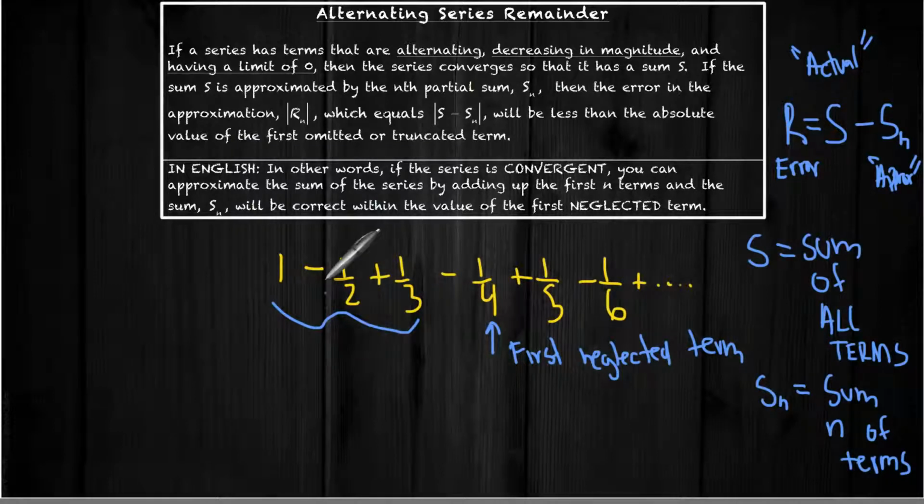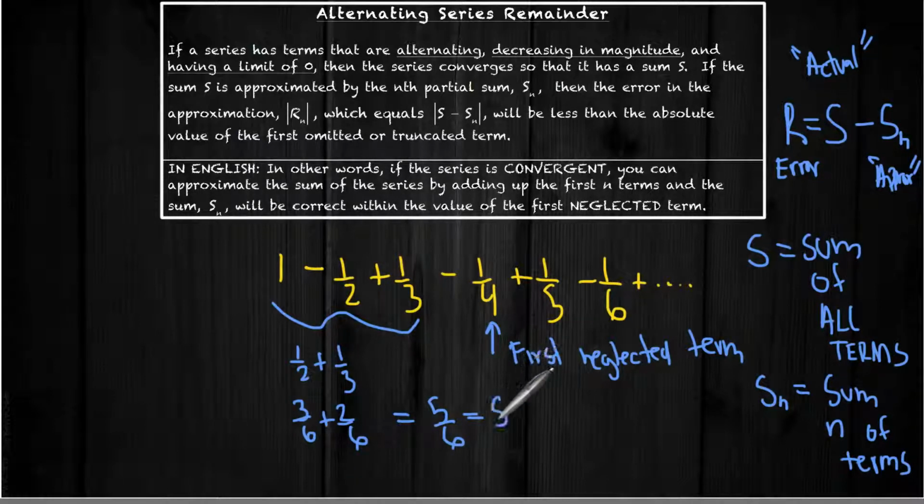So let's just add up the first three terms. You have 1 and negative 1/2. That is 1/2 plus 1/3. So 3/6 plus 2/6 is 5/6. 5/6 represents the sum of the first three terms. Now, the first neglected term is 0.25, and we're taking the absolute value, 0.25. So what this means is this sum, 5/6, is correct within plus or minus 0.25 either way.